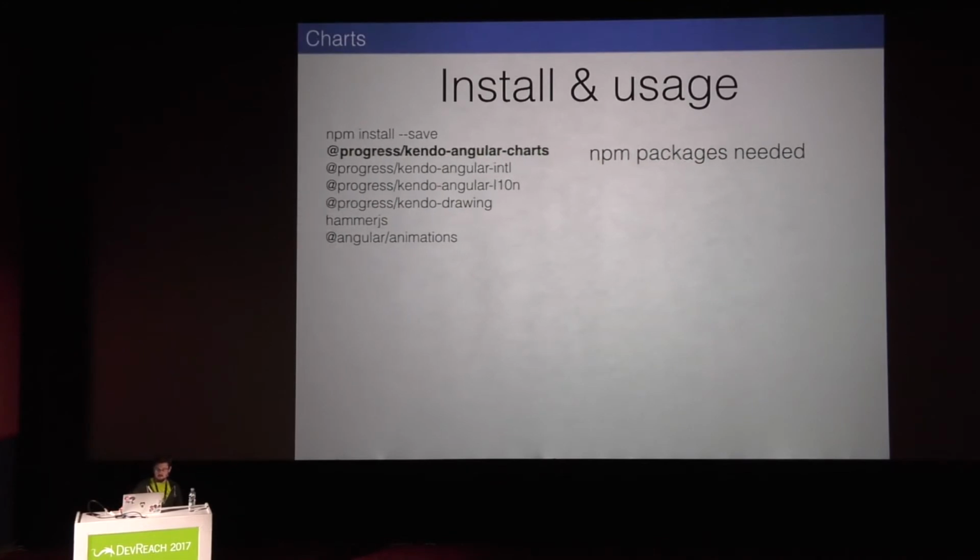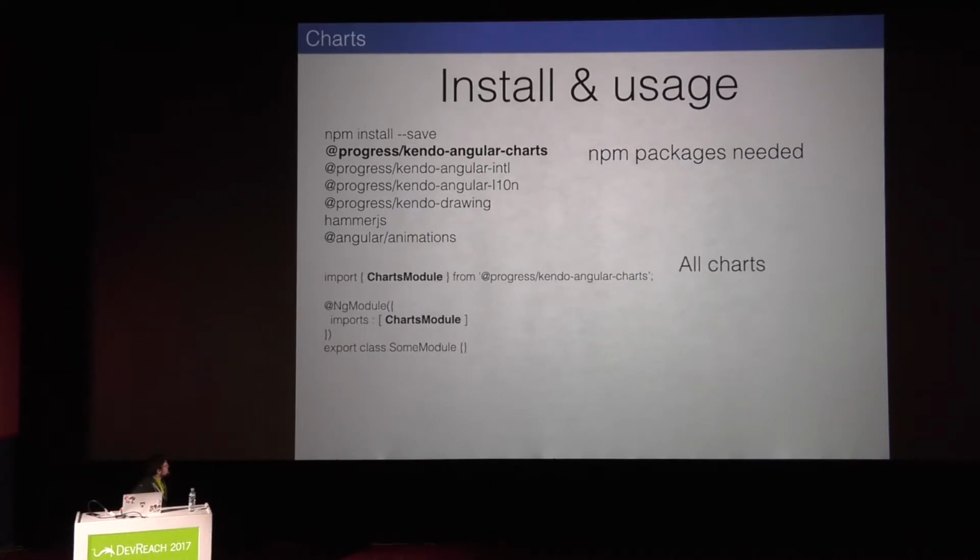How do we use that? Kendo Angular charts and a bunch of dependencies. As I was saying, the ones from buttons are shown here again, the l10n and so on, and also a library called Kendo Drawing that I will talk about, I think, as the very last thing. And animations, of course. Once we have that, we have the same options as with buttons. We can import all of them or just a dedicated one. So it's really up to us how we want to handle it. It's good with the options.